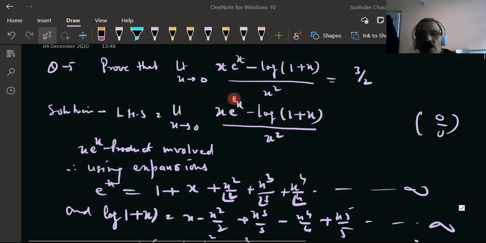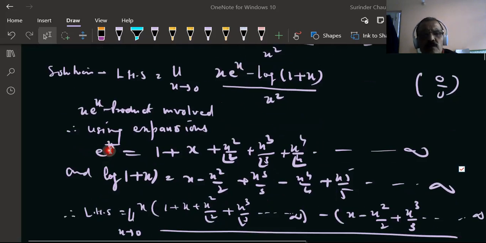Or we can use the expansion of e^x and log of 1 plus x. You can solve it by using L'Hospital's rule here; I am solving it by substituting the expansion. So e^x equals 1 plus x plus x squared by 2 factorial plus x cubed by 3 factorial plus x to the 4 by 4 factorial, and so on.